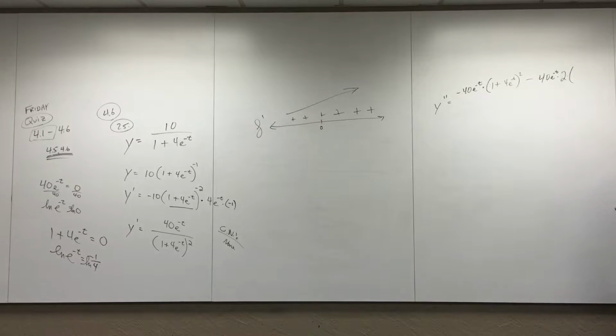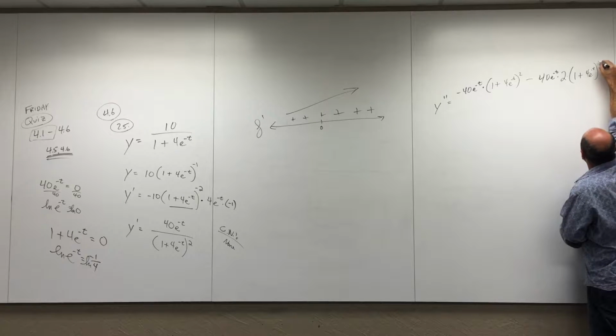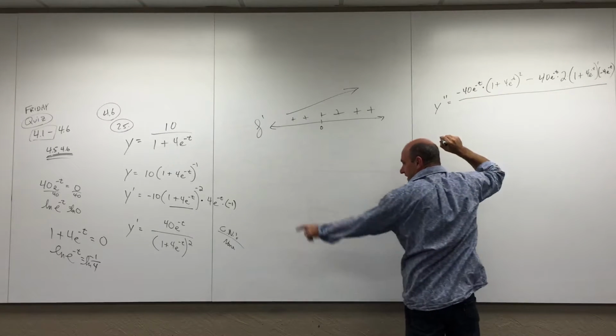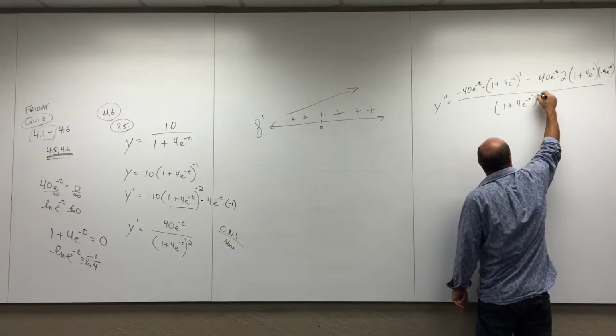And then I got 1 plus 4e to the -t to the first. That's how you do it. Then you got to do the derivative inside. What is the derivative inside there? -4e to the -t. All over that denominator squared. Oh my God. So that's that denominator to the 4th.